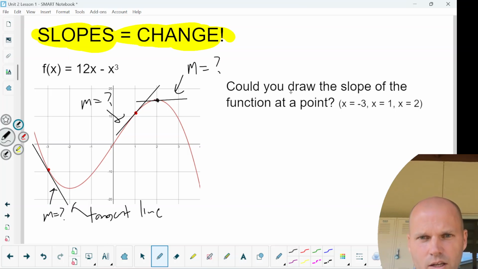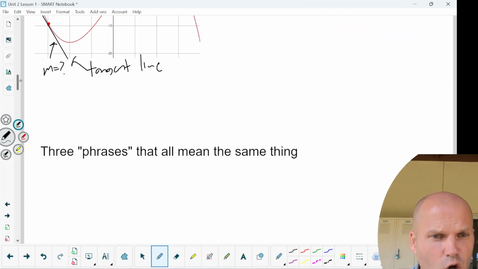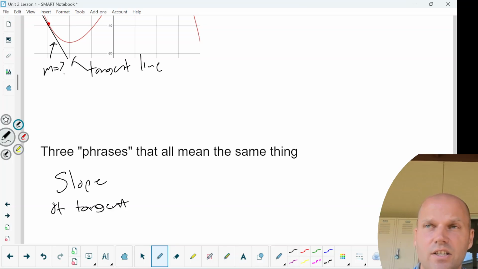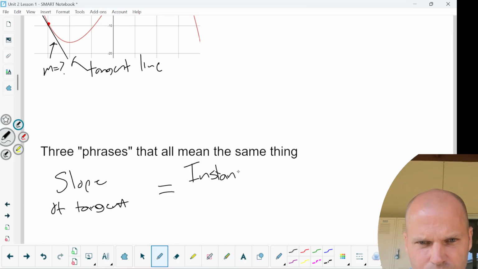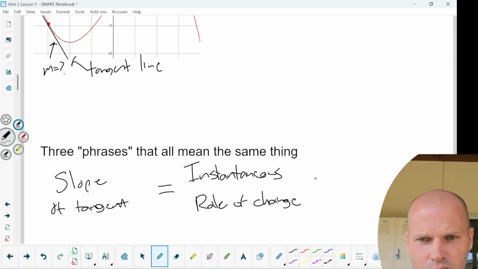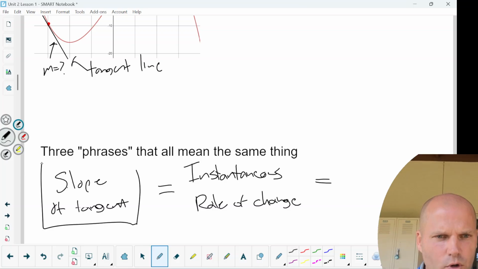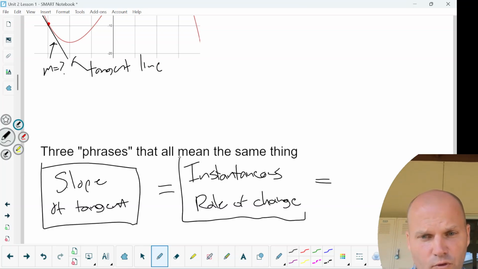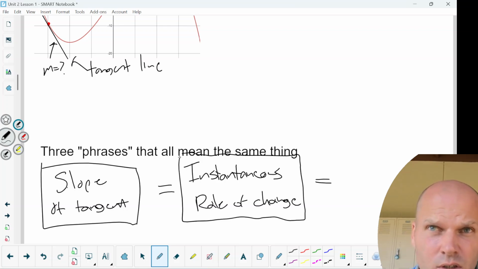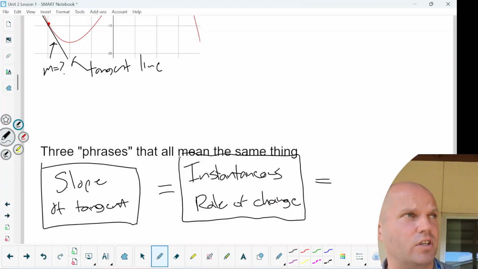Because guess what? The slope of a tangent line, the slope of a line just touching the function at one point, is equivalent to how quickly the function is changing at a point. Not an average rate of change, but an instantaneous rate of change. And since it's so important, this concept baffled mathematicians for thousands of years until the 1600s, where Newton and Leibniz both discovered it around the same time.